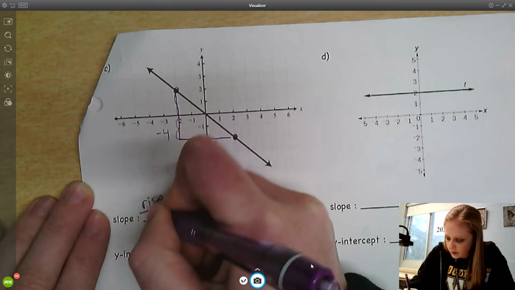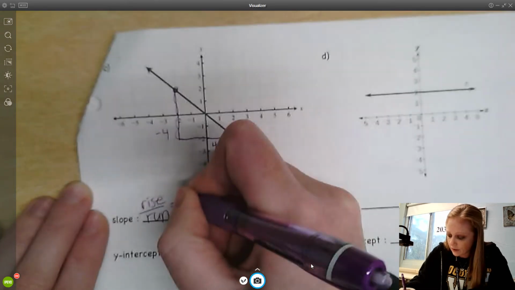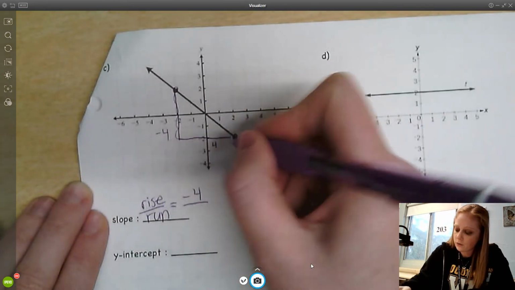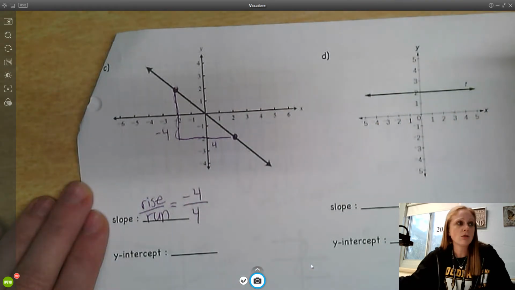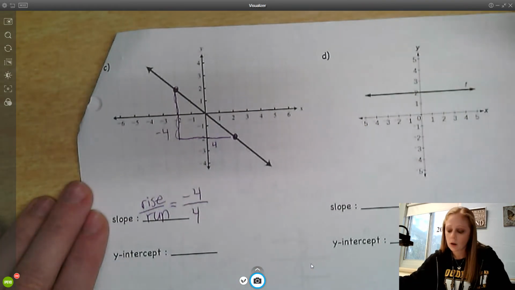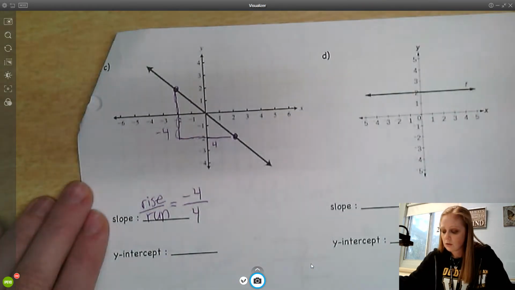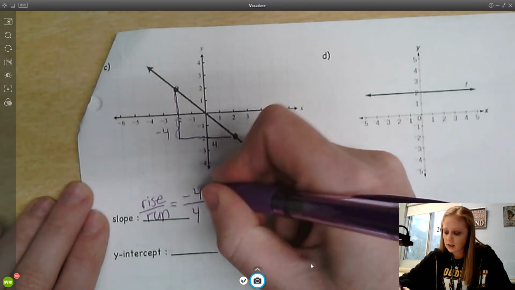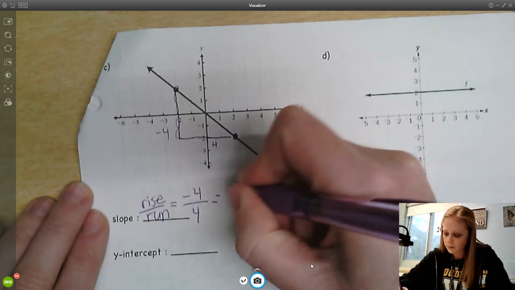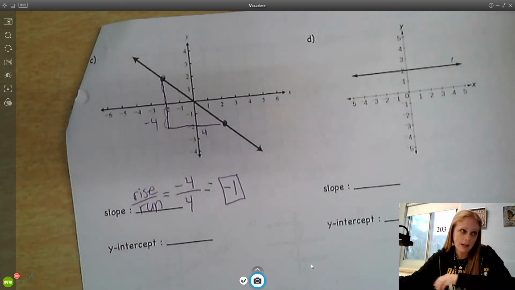Rise over run. In this case, my rise was negative. I had to go down, so negative 4. And then I always should be running to the right if I make my triangles this way, which I always do at least. My run is 4. Okay, let's simplify this. Negative 4 divided by 4 is negative 1. So our slope is negative 1.